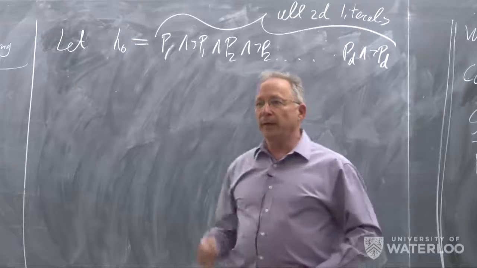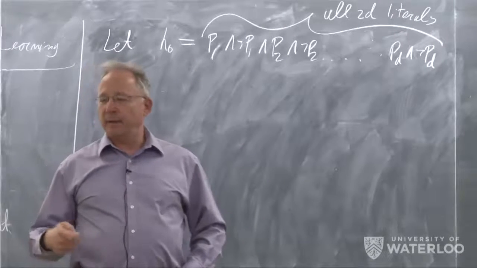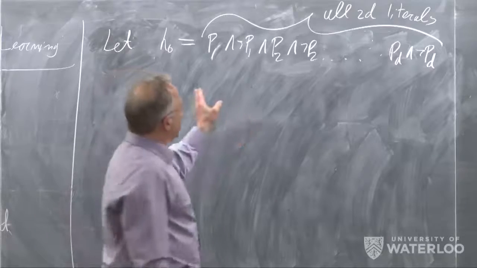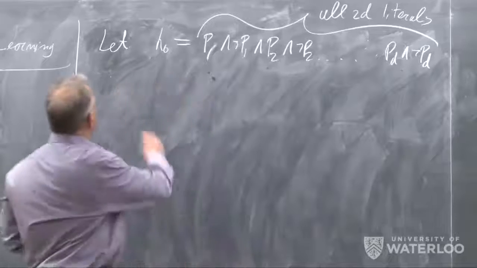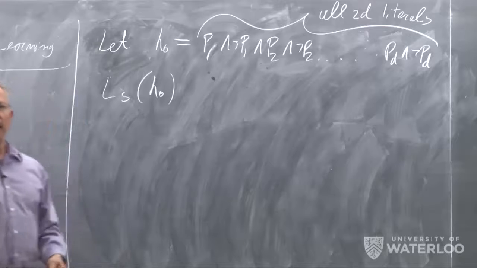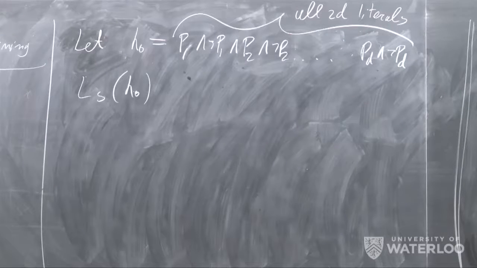OK, and now we are going to define a process in which we improve our hypothesis. Because this hypothesis over the sample, what is going to be LS of H0? How many errors is it going to make over a sample? I can't make an error? This guy will always predict 0. So how many errors do I make?